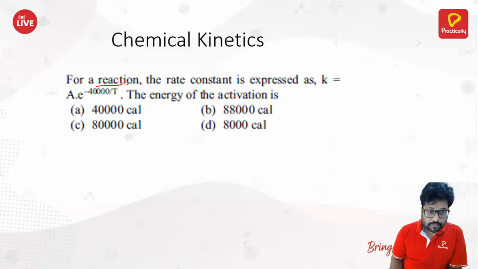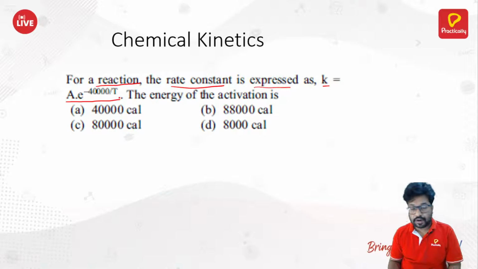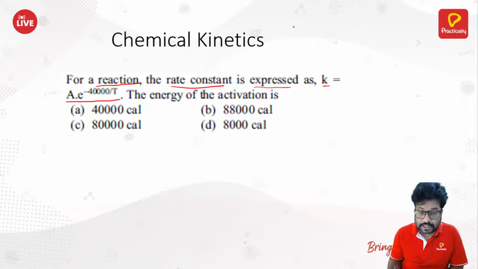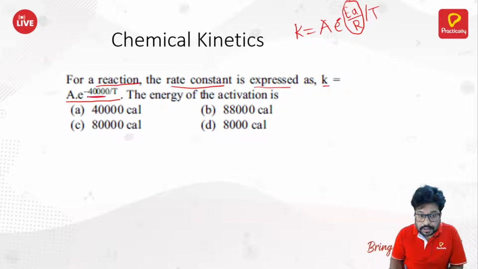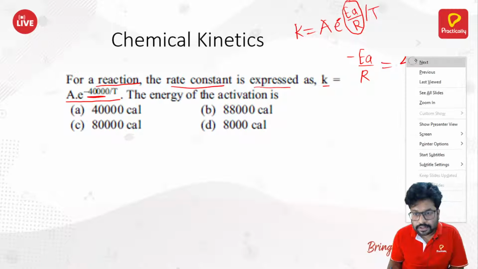For a reaction, the rate constant is expressed as K is equal to A e raised to minus Ea upon RT. The energy of activation is, now we just solved this equation. K is equal to A e raised to minus Ea upon R divided by T, right? So minus Ea upon R, that value is how much? That value is, not 4000 actually, 40,000.